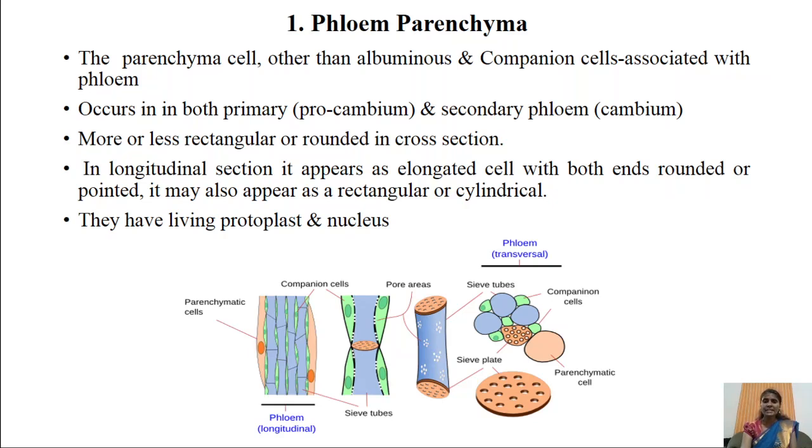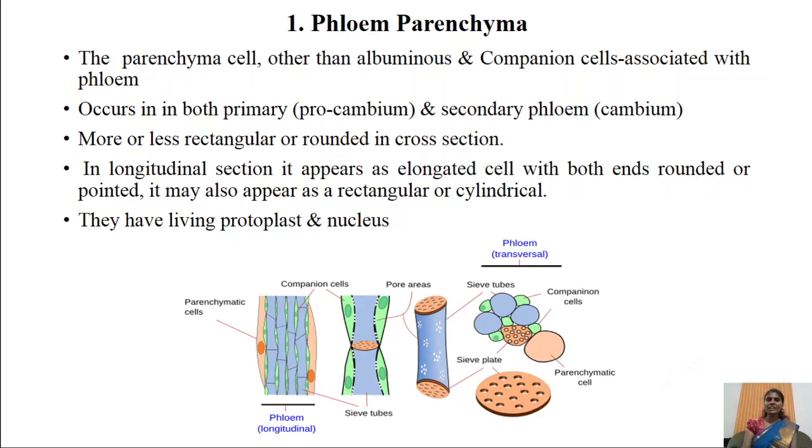More or less rectangular or rounded in cross section. When we take a cross section of the phloem tissue, we can observe the phloem parenchyma is rectangular in cross section. Let us study the components of phloem tissue one by one in detail.